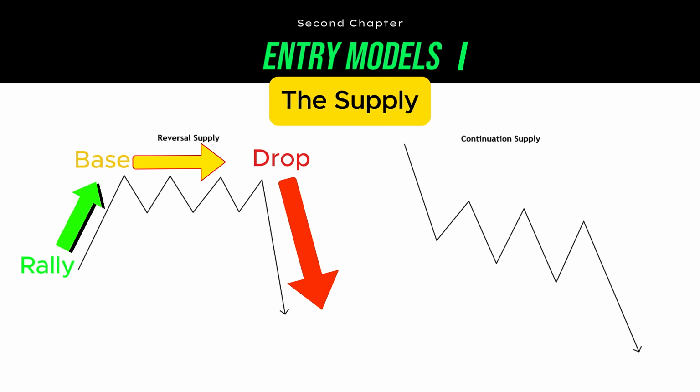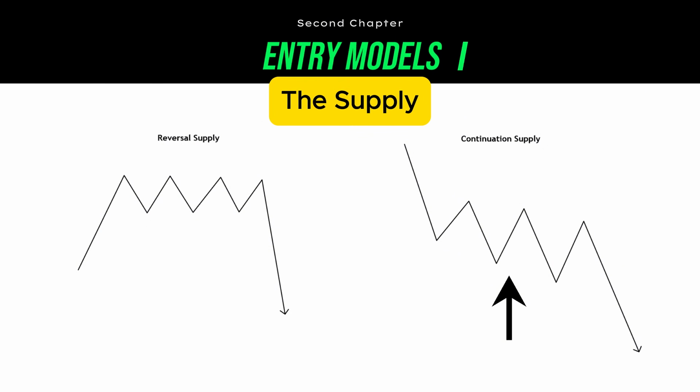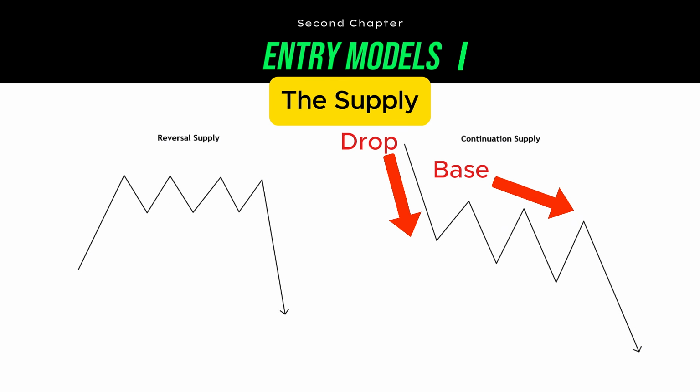The second type of supply is the continuation supply zone. This zone is defined by price action that drops significantly to the downside, then starts a slow downtrend and breaks to the downside again. This whole price action is named a drop, base, drop.